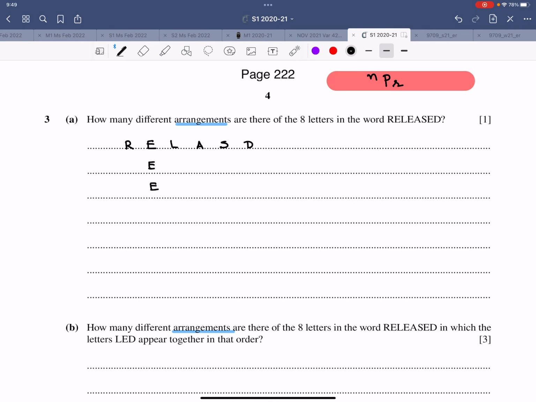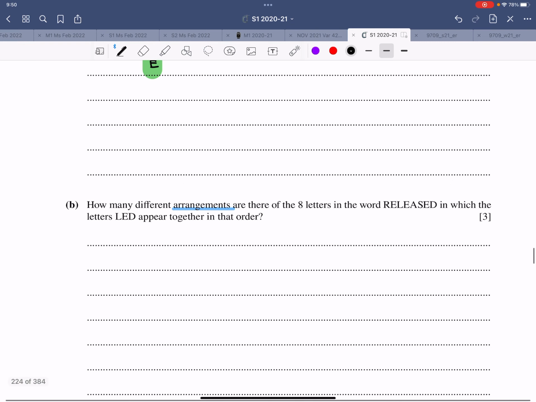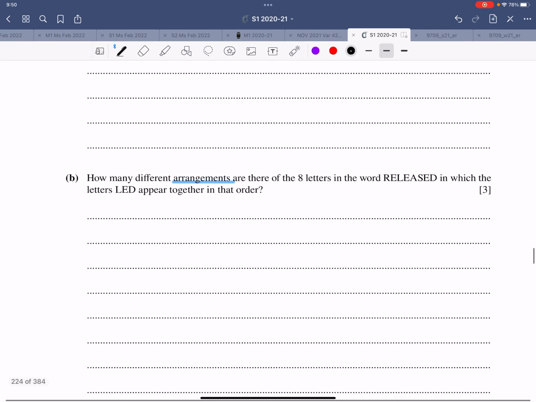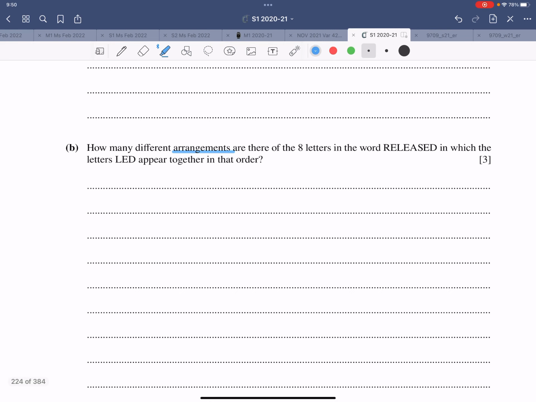So what do you have? You have these 3 E's, and then you have 1, 2, 3, 4, 5. Answer for the first part is 8 factorial divided by 3 factorial. That is answer for 1 mark. How many different arrangements are there of the 8 letters of the word released, in which the letters LED, first of all write this, LED, appear together in that order.